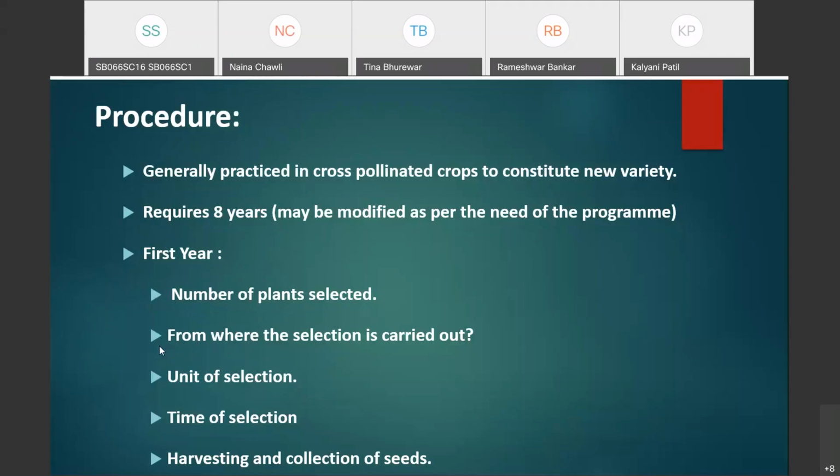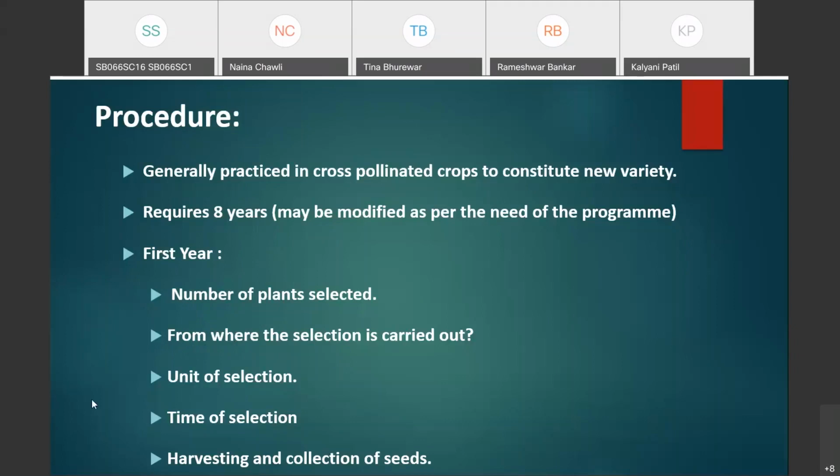Then the second point here: from where the selection is carried out. It is simple. The selection is simply carried out from the farmer's field where the mixed population of the crop is present. The selection is carried out from the local crop from the farmer's field where unimproved varieties are grown.